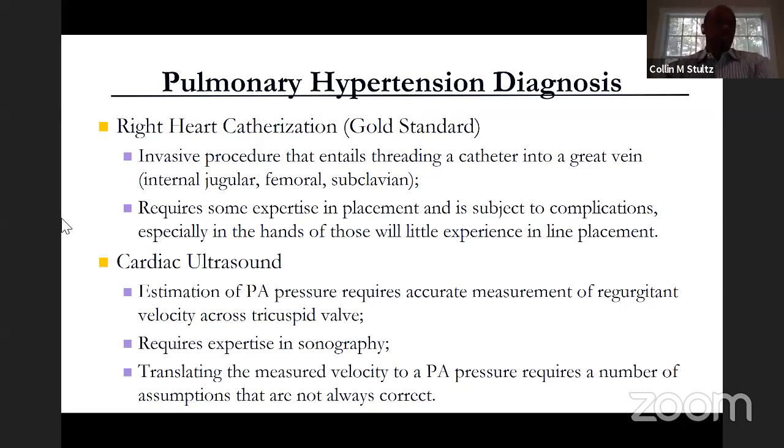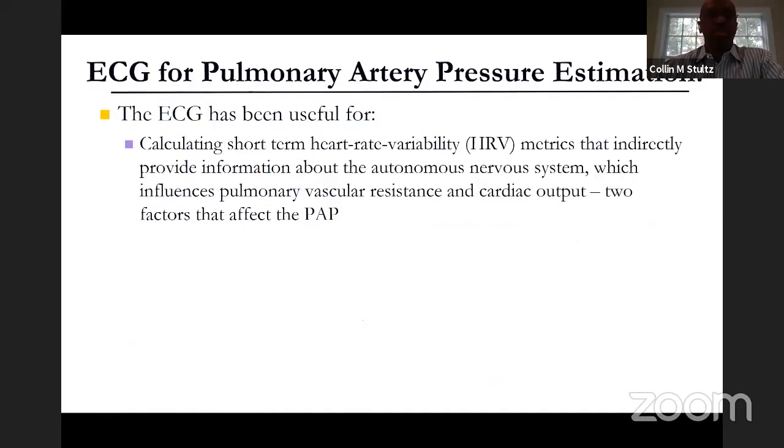Another way that you can do it is with cardiac ultrasound. It's not an invasive procedure, and you can estimate the pulmonary arterial pressures there. But again, that does require some expertise in sonography. It's not an easy task to be able to point the probe, know where you're looking, and to be able to get an estimation of the PA pressure. And you have to make some assumptions there.